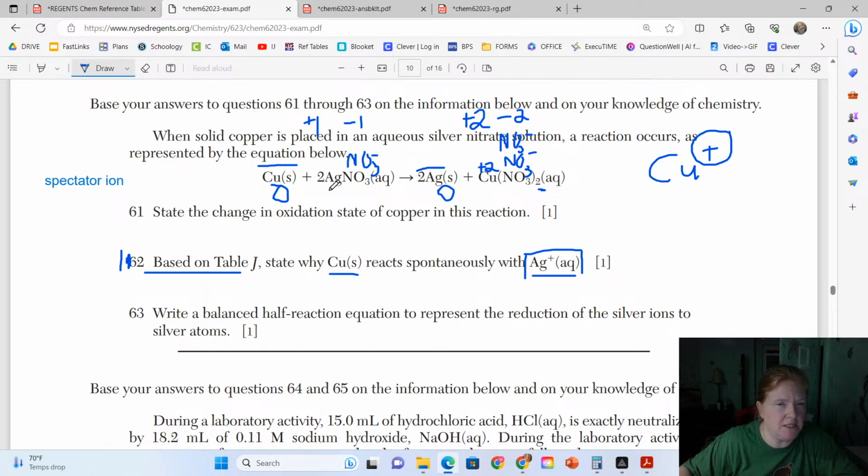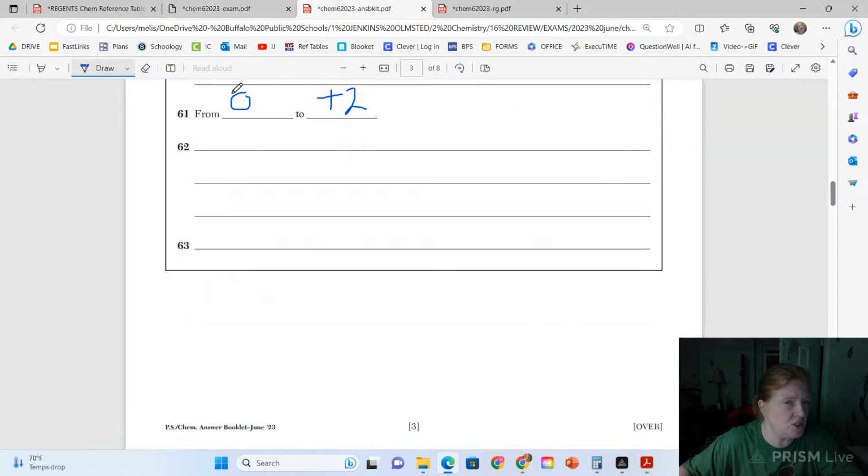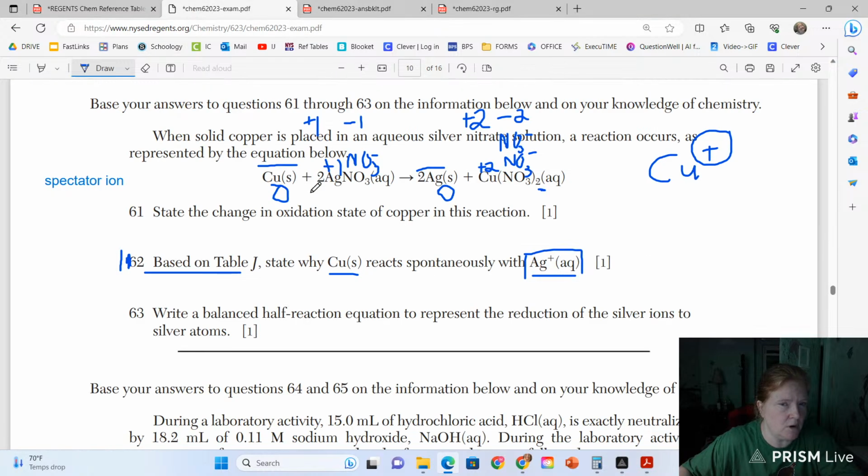So that means that since I only have Ag in the formula, the Ag is +1. Okay, so I did the balance equation one earlier, but I can run through another balance equation one once I finish 63. So Ag is +1, Cu is +2. So the change in copper's oxidation state went from 0 to +2. Okay.